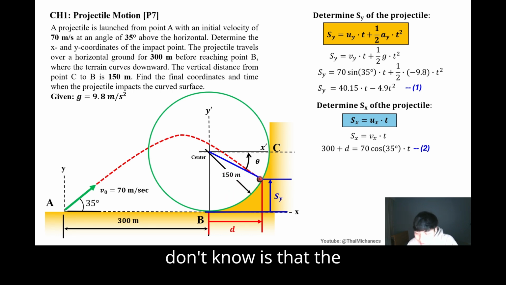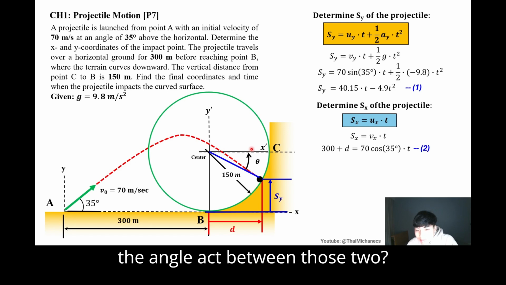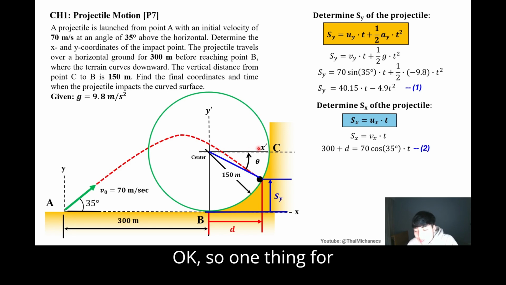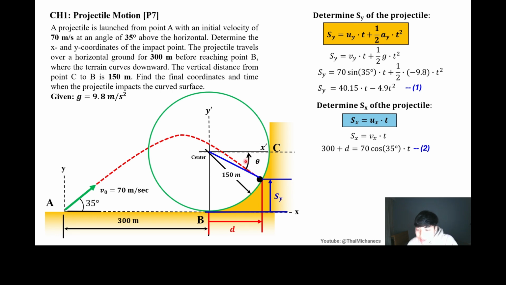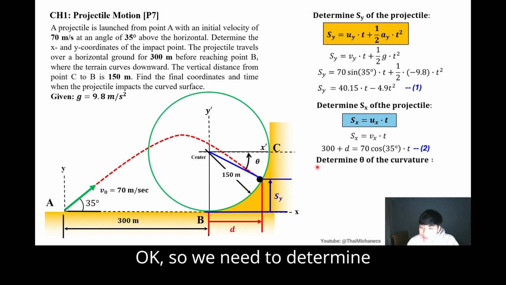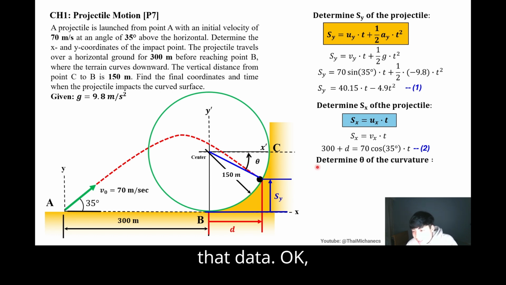But what we don't know is the angle theta from the x-axis, or even from the y-axis, how the angle acts between those two. So one thing for sure, the distance is 150. Now the unknown is theta here. So we need to determine that theta.